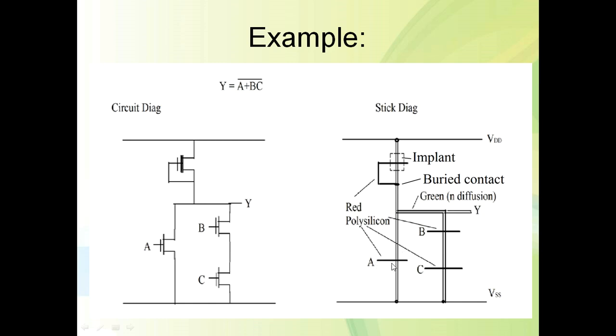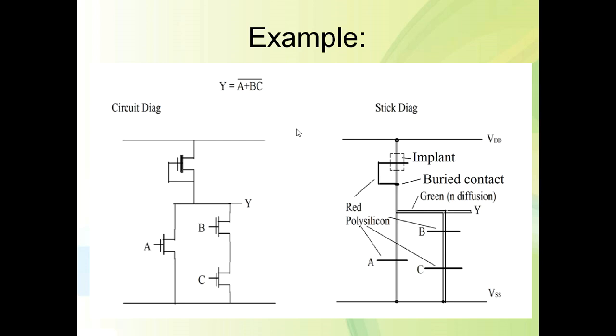transistor A. Transistor A is formed by using this n-type transistor, and transistor B and C, where the input B and C is connected to this. So B is formed by n diffusion and polysilicon. Now these two transistors are in series, B and C. And this is transistor A. So this is the drain, this is source, this is the drain, this is source, drain and source. In this way we can form the stick diagram for this given equation.